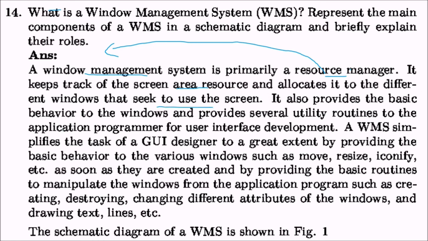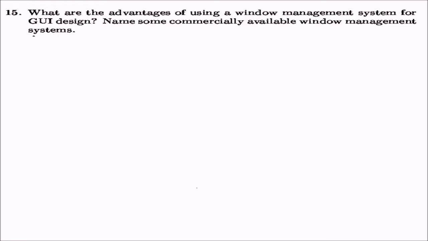And it also provides the basic behavior to the windows, and it provides several utility routines to the application programmer for user interface development. A WMS simplifies the task of a GUI designer by providing the basic behavior of various windows, such as you can move, resize, iconify as soon as they are created, and by providing the basic routines to manipulate the windows from application programs such as creating, destroying, changing different attributes of the windows, and drawing text. Okay, so we have a diagram also. It will come. You have to draw the diagram, and you have learned it in the theory also.